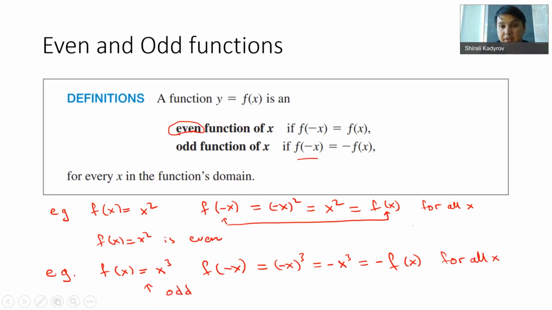Bear in mind, there are functions that are neither odd nor even. So you cannot simply classify functions into two categories, like even and odd. There may be cases where none of them is true.